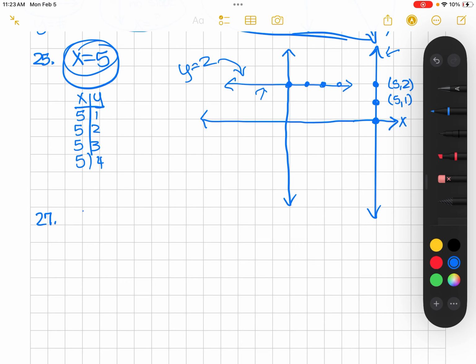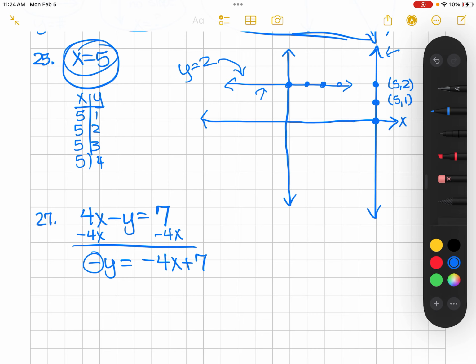So number 27 says 4x minus y equals 7. What I want to do first, because the directions said use the slope and y-intercept, is put this into slope-intercept form. We've already done a whole bunch of these in another section. So I'm going to subtract the 4x. So I get negative y equals negative 4x plus 7.